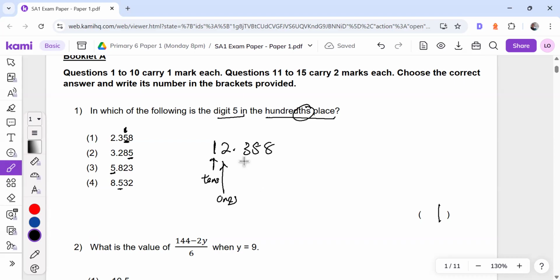And then the digit behind the decimal point will be the tenth. Then this will be the hundredth. It's getting further away. So this digit 8 will be the thousandth. I think some of you are still confused with the place value, so make sure you know the correct place value. So the answer is number one.